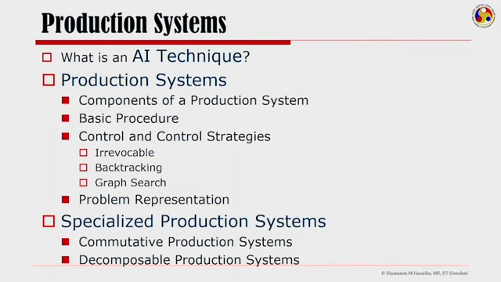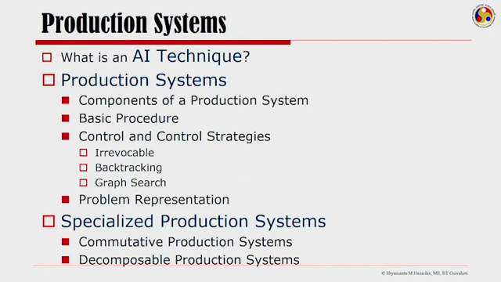This is what the overview of the course today looks like. We would first talk about what is an AI technique. How is AI different from general traditional programming? What makes AI programming different? At the end of this course today, you should be able to identify what a production system is and the components of a production system. We would introduce the basic procedure and look at different control strategies.